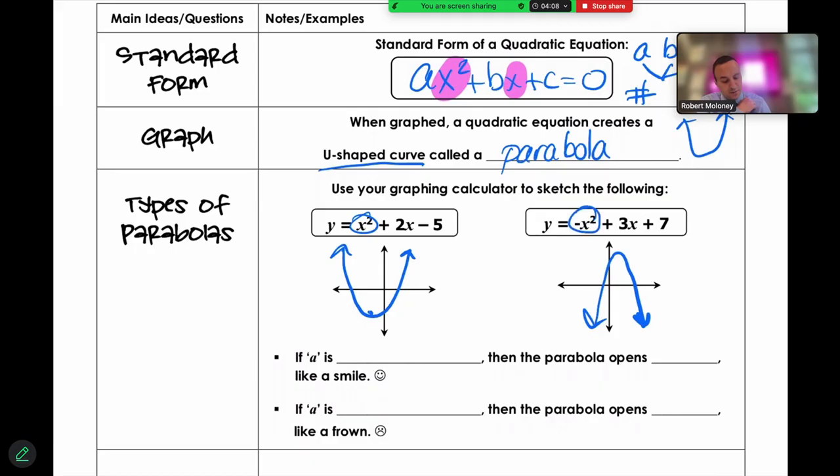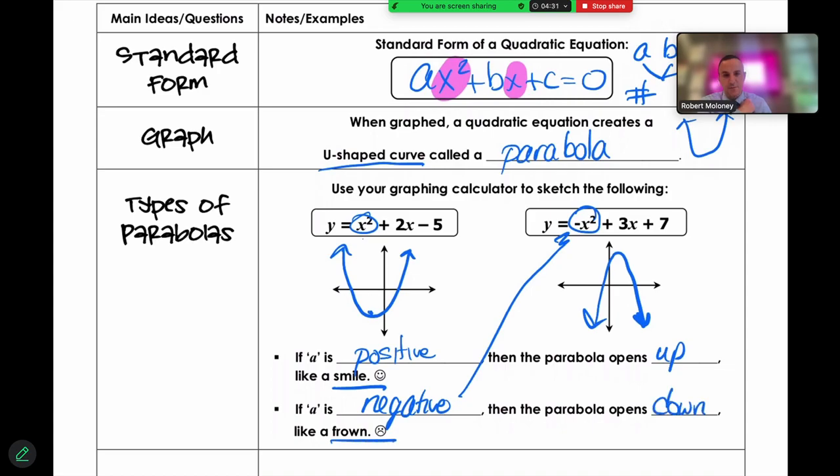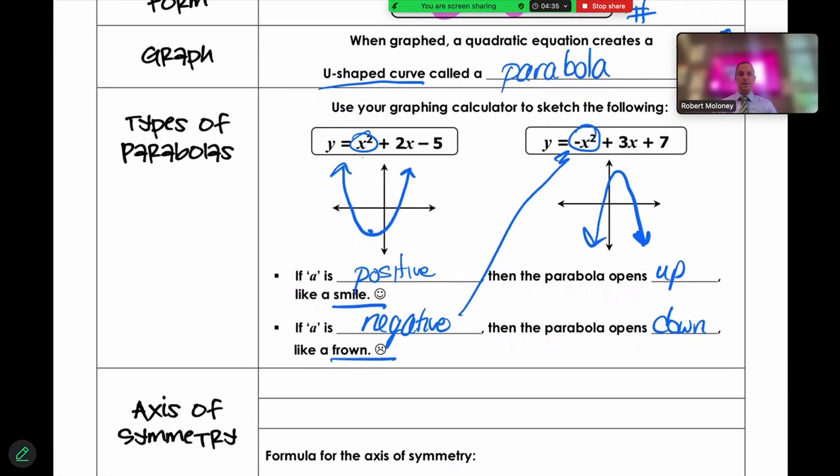But my a term, my first number, determines how my parabola goes, whether it goes up or down. If I have a positive a, like in our first example, our parabola is going to open up and make a smile. If we have a negative a term, like in this one right here, we are going to open downward and have our frown. Negative people frown, positive people smile was how I always learned to keep that in the back of my head.